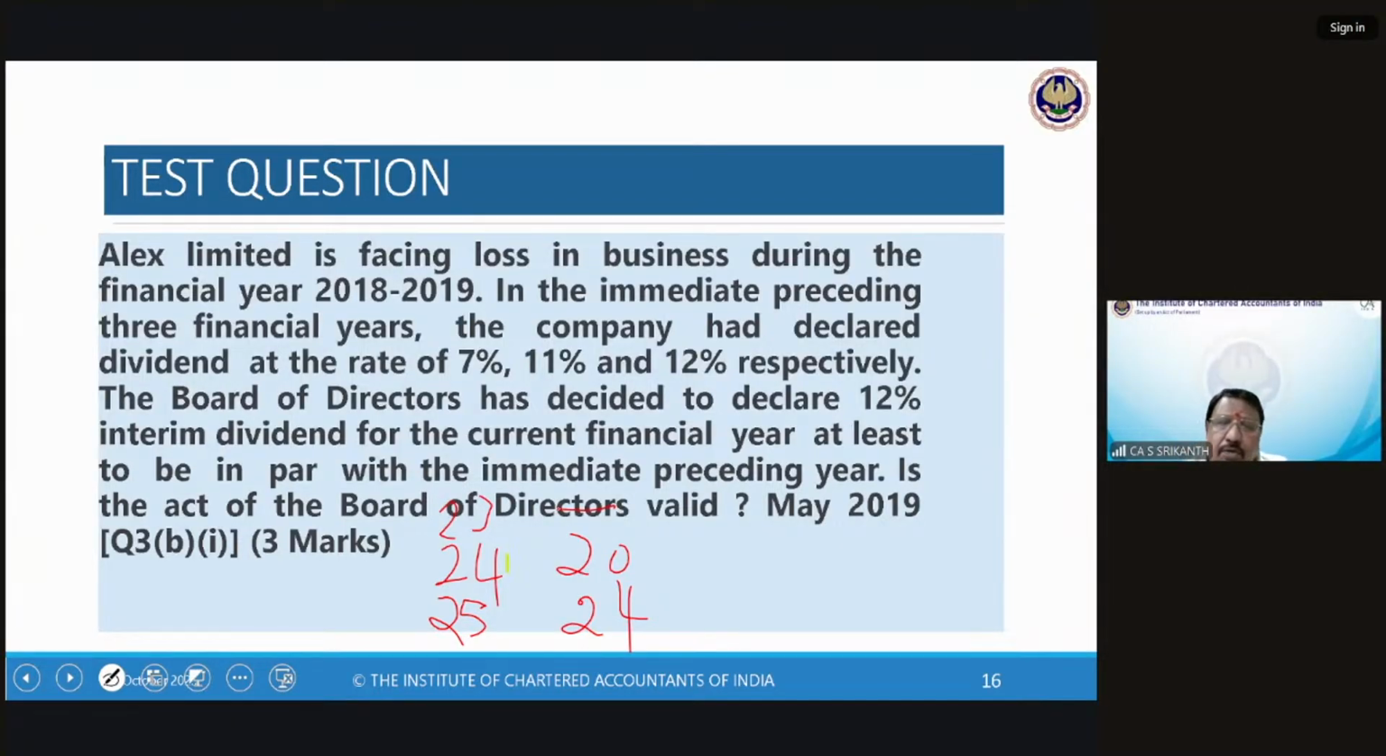Sir, how to find it? Can anybody give me the answer for this? What will be the average in this situation? What will be the answer? In this example, 23: 0, 24: 20, 25: 24.